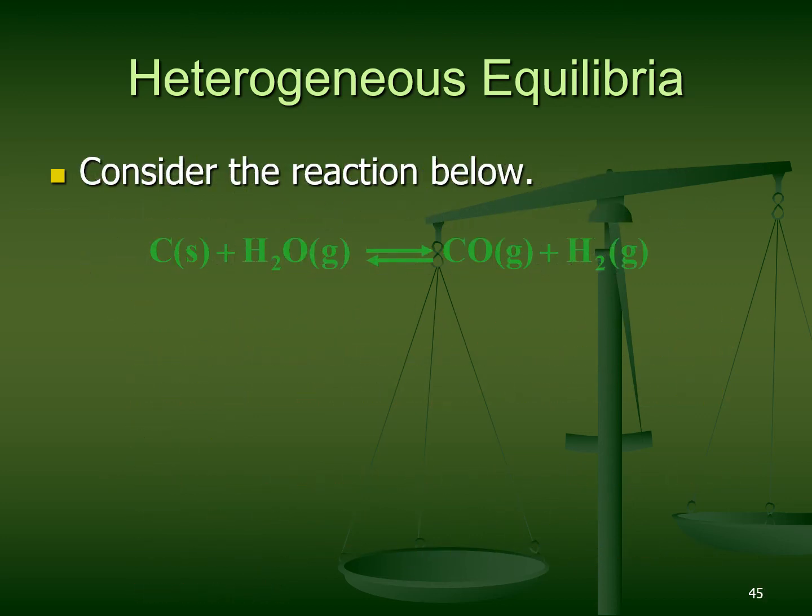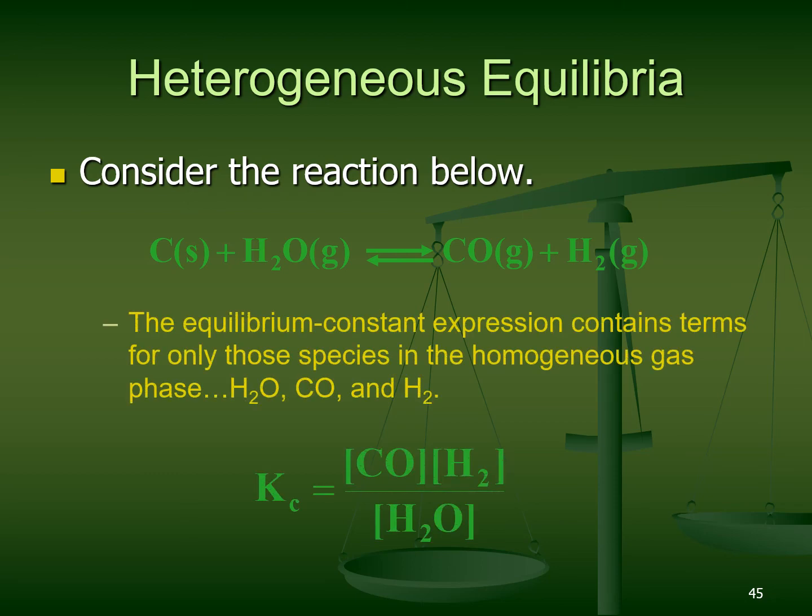So for example, if we have this reaction, carbon solid plus H2O gas gives us CO gas plus H2 gas, and we want to write the equilibrium expression for that, it would be products, CO times H2, divided by reactants, H2O, but we don't include any pure solids. We only include gases or aqueous. We don't include pure liquids, and we don't include pure solids.